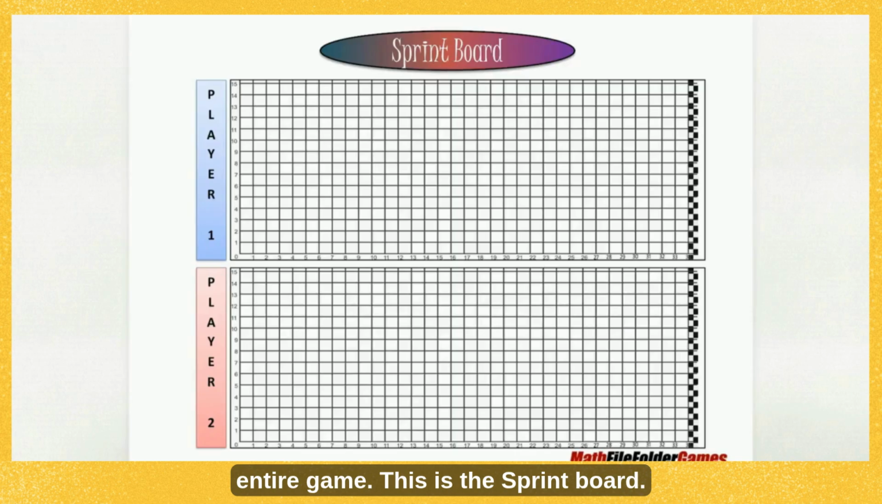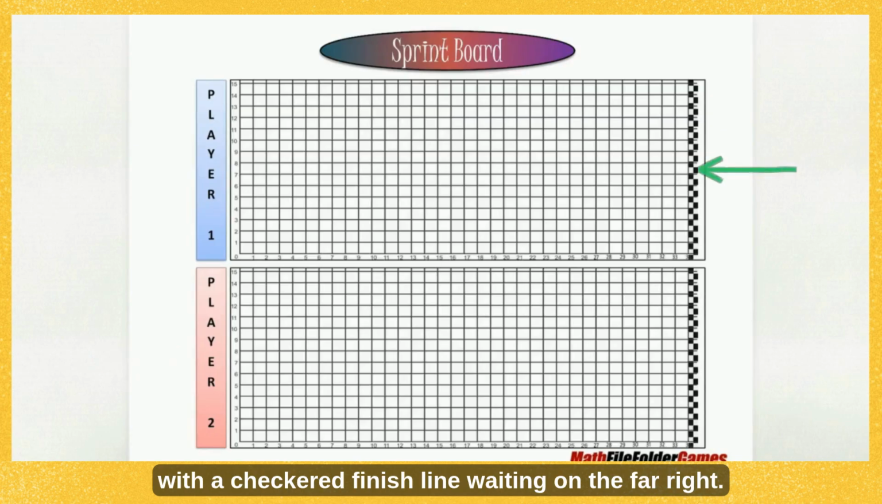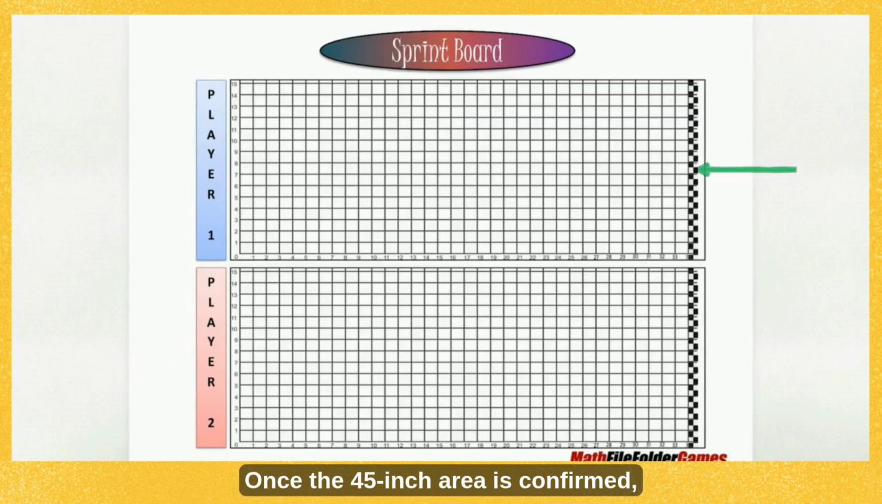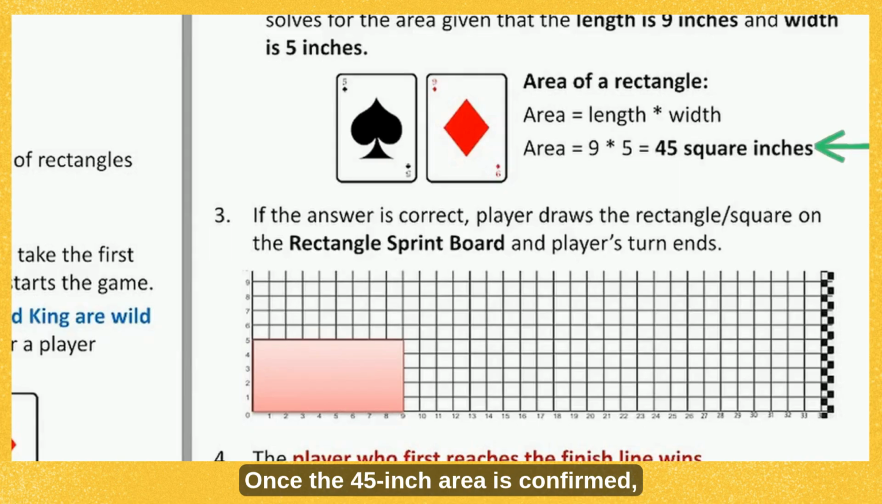This is the sprint board. Each player has a dedicated grid starting from the left, with a checkered finish line waiting on the far right. Once the 45-inch area is confirmed, the player draws that rectangle on the board, 9 units long by 5 units high, starting from the 0 mark.